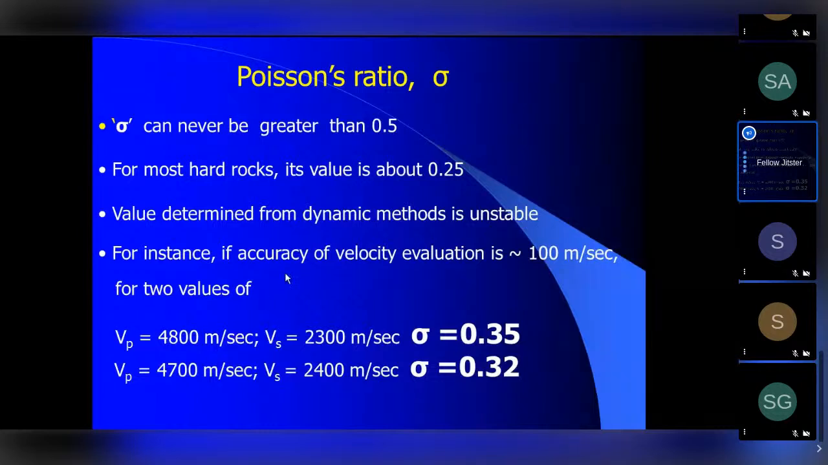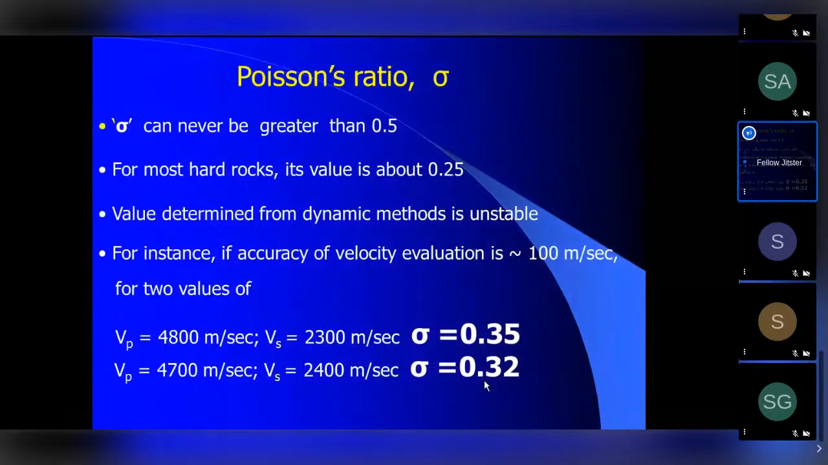For instance, if the accuracy of velocity evaluation is 100 meters per second for the two values, let's say Vp, the compressional wave velocity, is 4,800 meters per second, and the shear wave velocity of that rock is 2,300 meters per second. Its Poisson's ratio is 0.35. But the moment you go down by 100 meters per second, to 4,700 and then 2,500, you can see the Poisson's ratio has become 0.32.